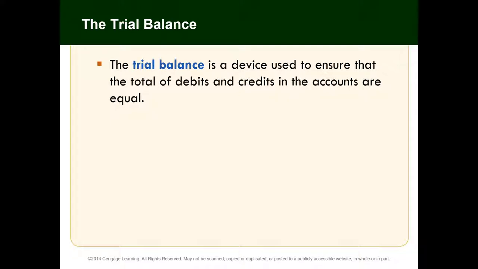Of course, you're going to have a title here. You're going to say the name of the business, trial balance, and the date. And where do we move these numbers from? From every account, from the balance on each account. Then you add the total debit and total credit. If they're not equal, go back to your transactions.